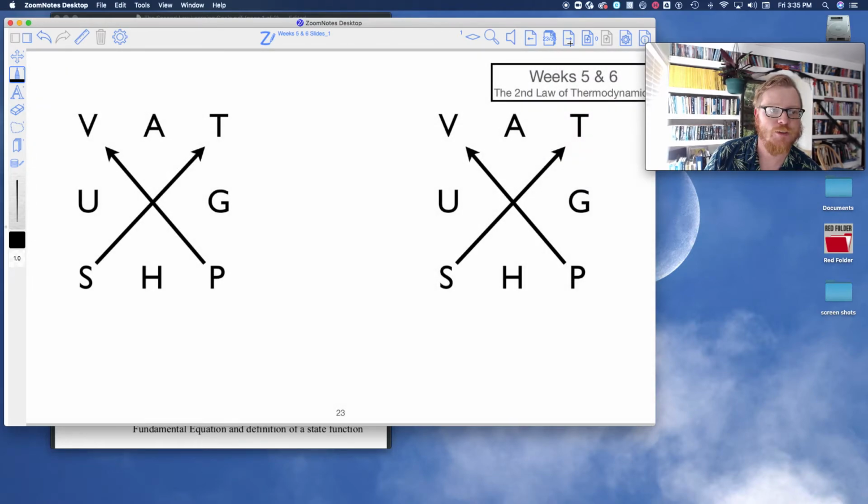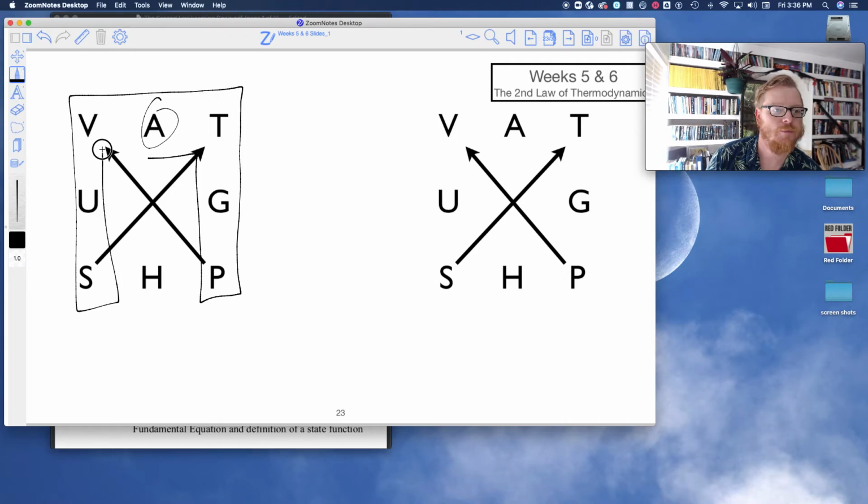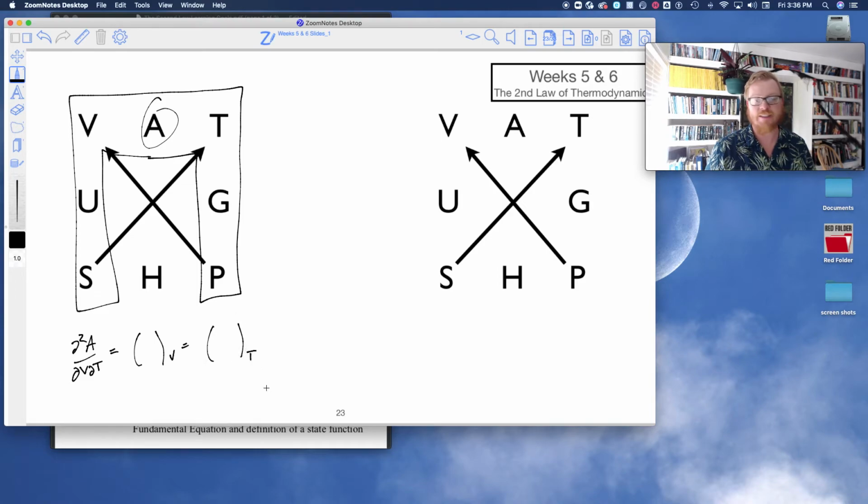Okay? So let's do Helmholtz, A. Okay? So we draw the little horseshoe, but now my horseshoe is completely flipped upside down. Okay? I can see that A is sandwiched between T and V. So I'm going to write partial of V, partial of T. Okay, beautiful. And I know I'm going to have derivatives at constant V and derivatives at constant T.